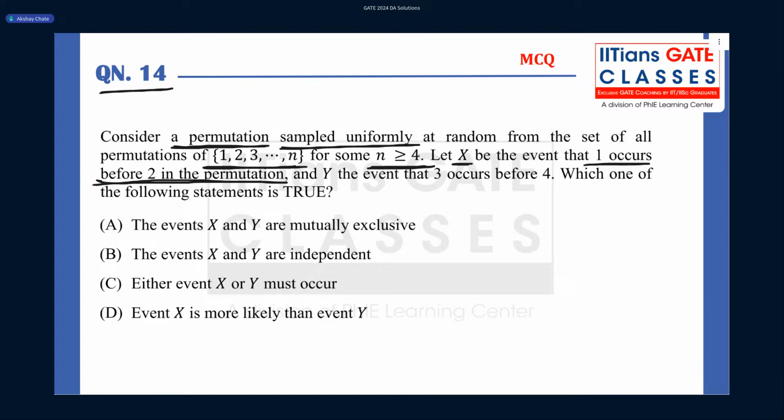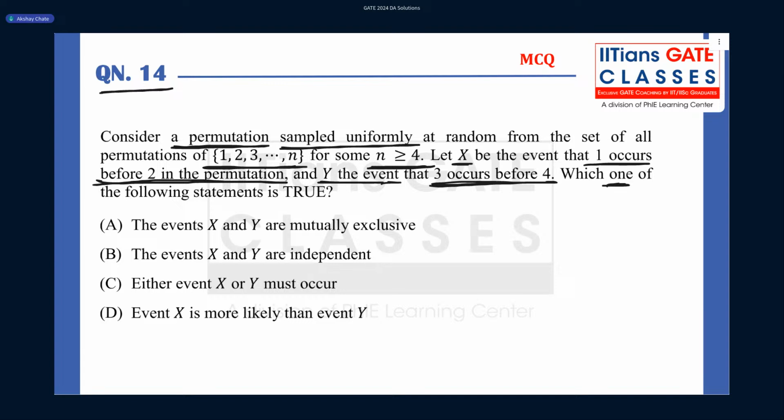Okay, let's first read the question. So x represents the event in which 1 occurs before 2, and y is the event in which 3 occurs before 4. So these two events are defined like this. Which one of the following statements is true? Here the important keyword is 1, so there is only one option that is correct. It's not a multiple choice type of question.